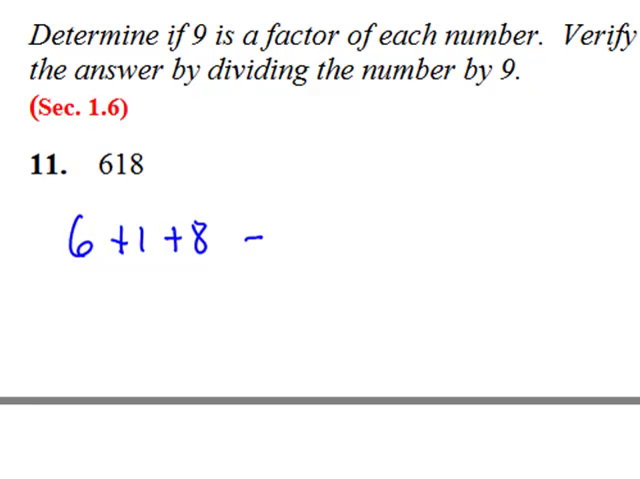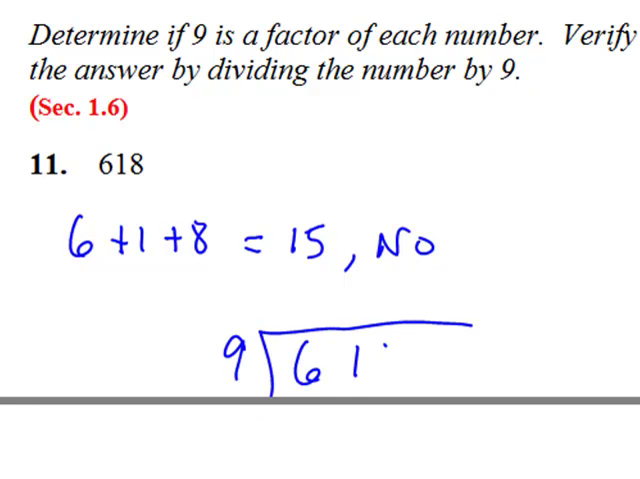And in this case, it adds up to 15. Now 15 is not a multiple of 9, so the answer really is no. No, 9 is not a factor. Now we can verify that this is true by showing a division, and 9 will not divide evenly into 618. Let's try. 9 into 618.